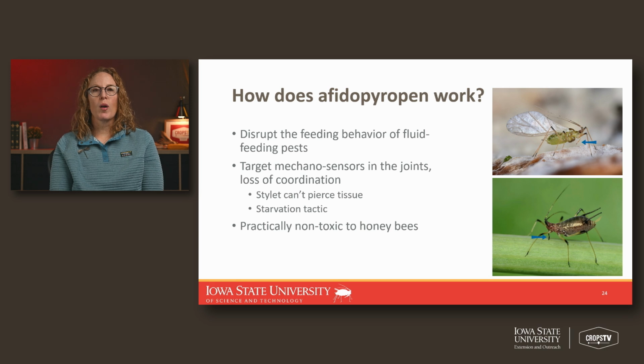And so it is a starvation tactic, because eventually they're just going to run out of energy. I point this out because I've had a few people this year talk about Sivanto in the field, and they say, I come back and it appears that aphids are still healthy, moving around, and they're not dying or twitching like I would see for an organophosphate or a pyrethroid application. But know that it takes a little bit longer for this active ingredient to kill because it works through starvation. And as a newer chemistry, it is a bit more targeted and practically non-toxic to honeybees.